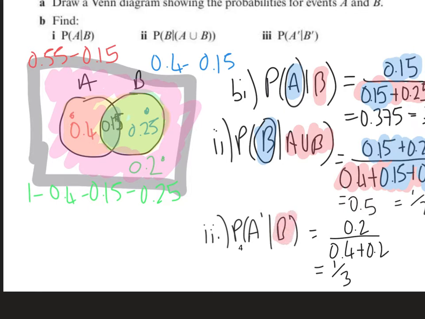So just to go through that again, we looked at the bit where B doesn't happen. So that was the outside of the B circle. So that was 0.4 and then 0.2. Then we said out of those probabilities, which ones are the ones where A doesn't happen. Now the 0.4 was inside the A circle and the 0.2 wasn't. So that goes on the top of the fraction as well.